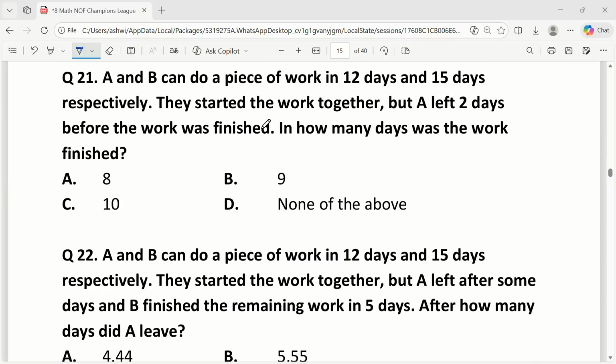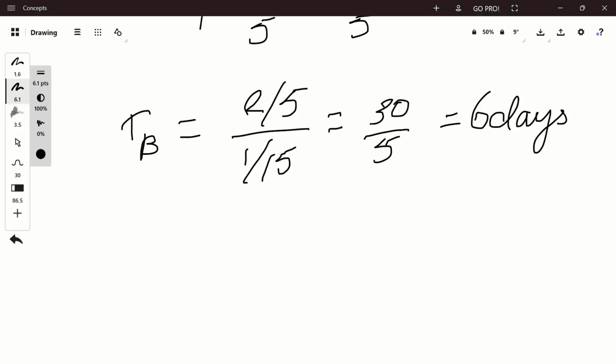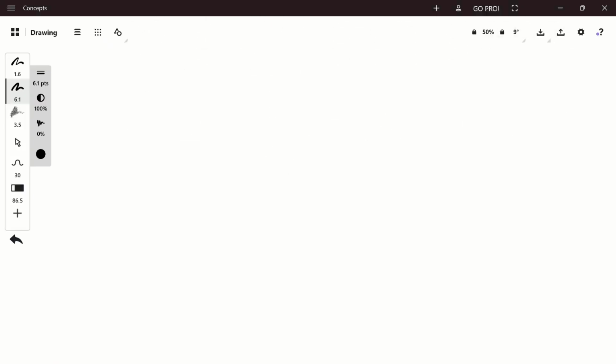Question 21. A and B can do a piece of work in 12 days and 15 days respectively. They started the work together, but A left 2 days before the work was finished. In how many days was the work finished? A's daily work rate is 1 by 12 and B's daily work rate is 1 by 15.